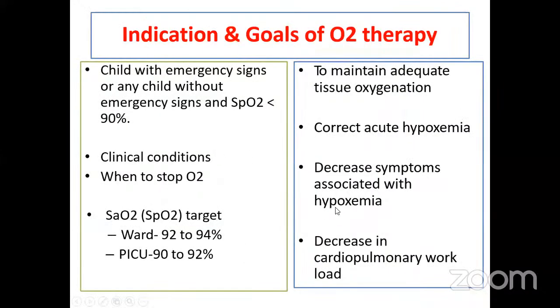नाउ, इंडिकेशंस एंड गोल्स ऑफ ऑक्सीजन थेरेपी। चाइल्ड विद इमरजेंसी साइंस है, और ब्रीद कर रहा है, तो हम उसको पहले ऑक्सीजन थेरेपी देंगे। और दूसरा तरीका क्या है? एनी चाइल्ड विदाउट इमरजेंसी साइंस और उसका SpO2 90% से ज्यादा है, तो रेस्पिरेटरी फेल्योर में, माइल्ड रेस्पिरेटरी फेल्योर में एंटर कर रहा है, इसलिए हमें उसको ऑक्सीजन थेरेपी देना पड़ेगा। क्लिनिकल कंडीशंस देख करके अगर वर्क ऑफ ब्रीदिंग ज्यादा है, भले ही उसका SpO2 मेंटेन्ड है, हमें उसको ऑक्सीजन थेरेपी शुरू करनी पड़ेगी। कब हम स्टॉप करेंगे ऑक्सीजन थेरेपी?